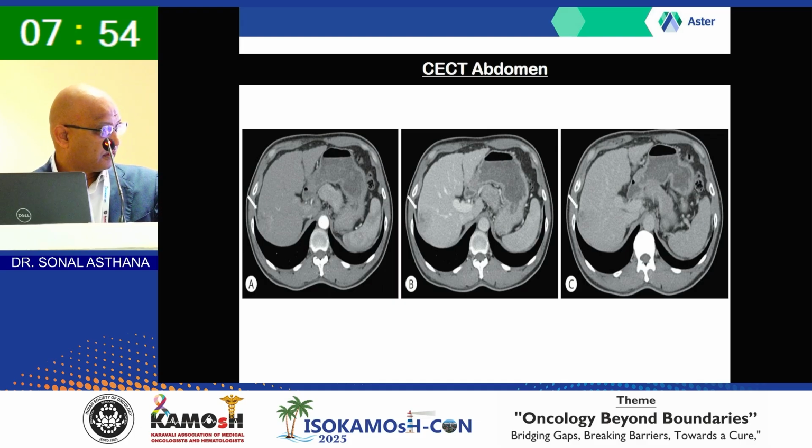Scan shows a segment 7 lesion, arterially enhancing peripherally, but in the center it's not fully enhancing. I can see a hypodense area in the center. Otherwise, the veins look clear.